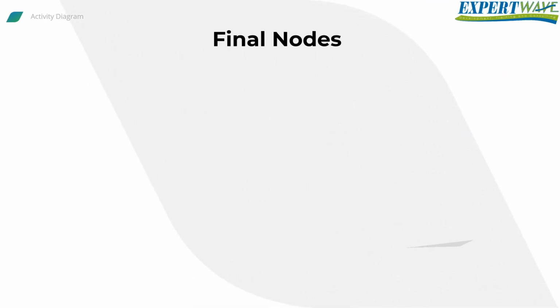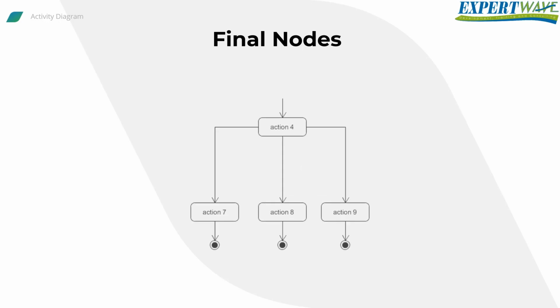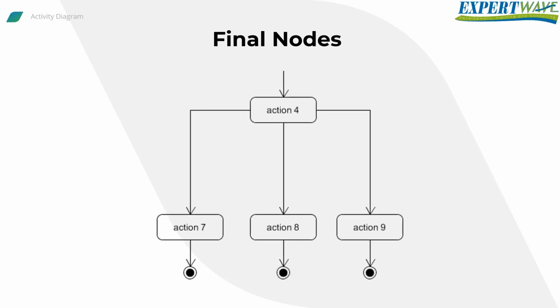Activity final nodes terminate the entire activity. Any execution in any other node is terminated without results. You can have multiple activity final nodes in a single activity diagram. Still, hitting any of them terminates the whole activity. Show final activity as a solid circle with a border around it.